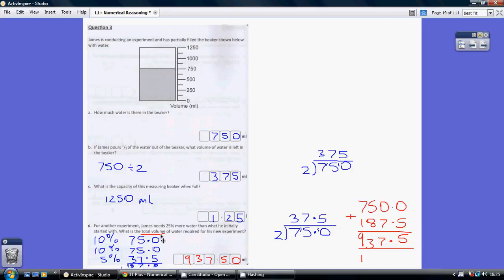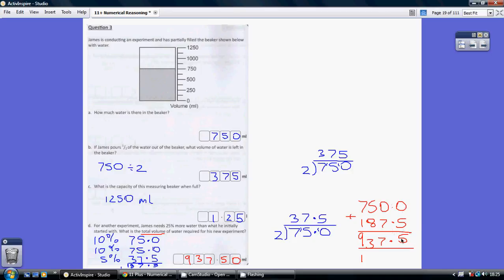So what is the total volume of water required? Well, we need the 750 we had to start with, plus this extra 187.5. I've added those together over here in red. Remember, again, line up all the decimal points. When we're adding, start from the right.